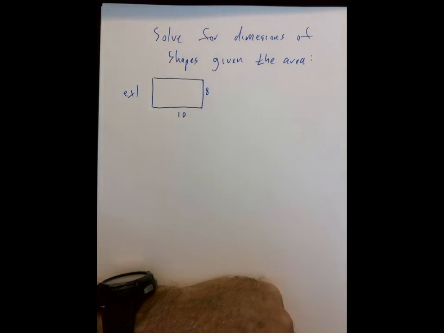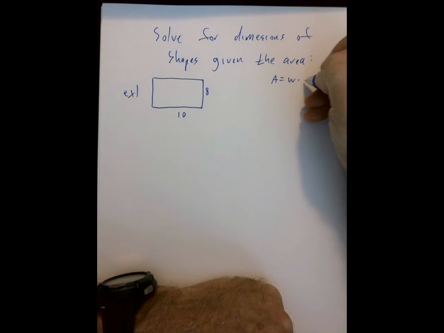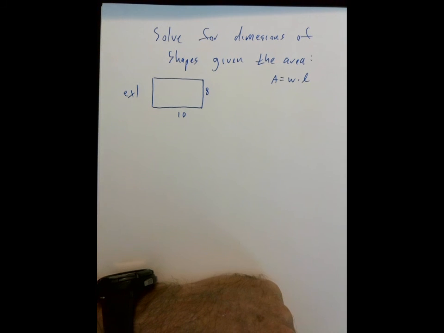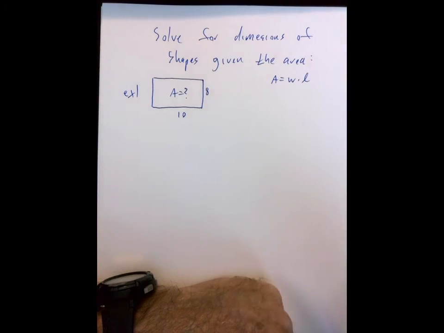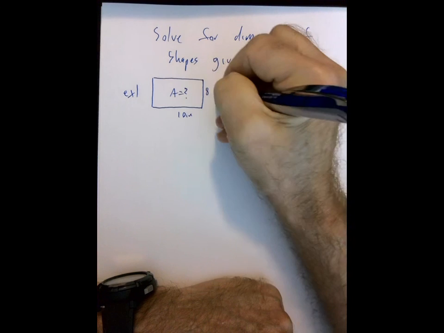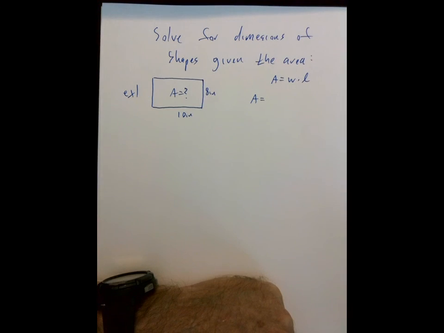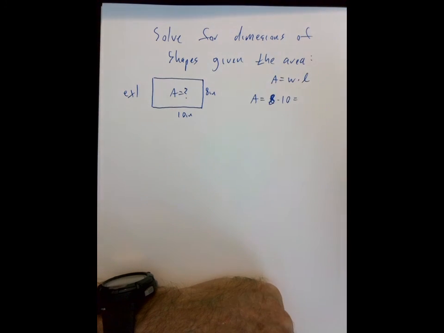Now remember, for rectangles, our formula was the area is the width times the length. So if we wanted to know what the area was, we multiplied. By the way, we also had dimensions, so let's say it's 8 inches by 10 inches. We multiplied 8 times 10.